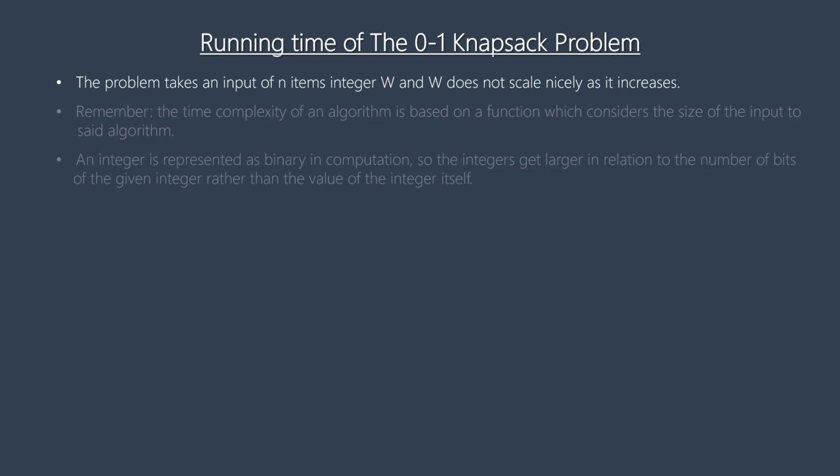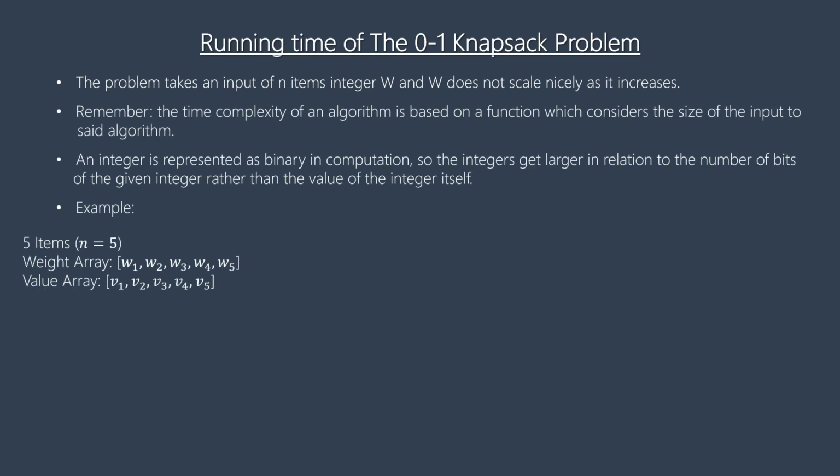Let's have a look at a quick example to help us illustrate this point. Suppose we have 5 items with their respective weights and values, and we have a weight limit of 8. 8 is represented in binary as 1, 0, 0, 0.